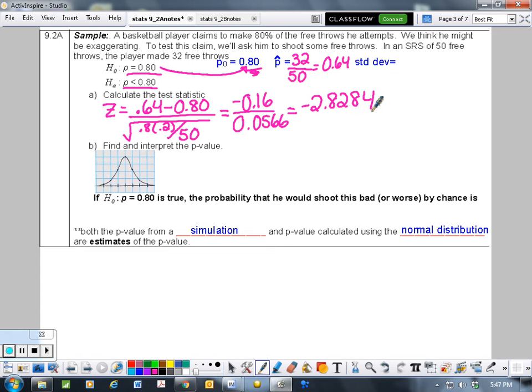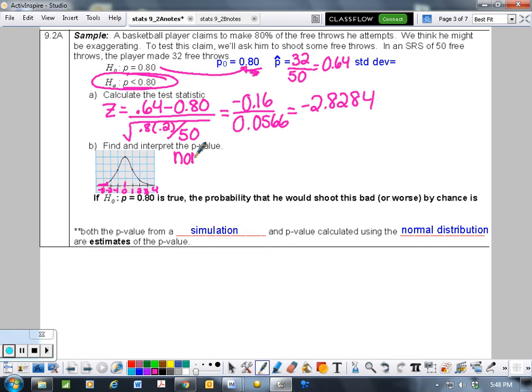So what does this mean? Well, when I look at my distribution, it's a standardized distribution, so it's going to be centered at 0. We're going to have standard deviations of 1, 2, 3, 4, negative 1, negative 2. And we have a z-score of negative 2.8. So we're down here, and then we're looking at the probability that it's less than that. So we're looking at this probability right here, and it looks really small. So we're going to go ahead and calculate that.